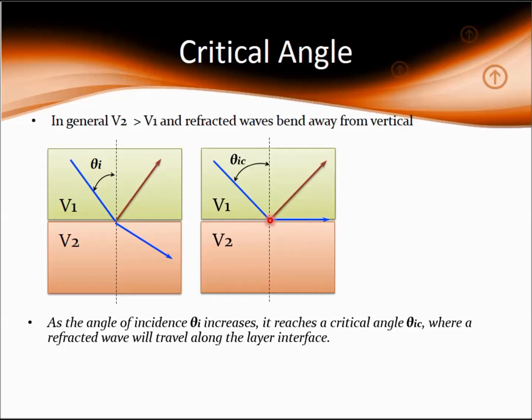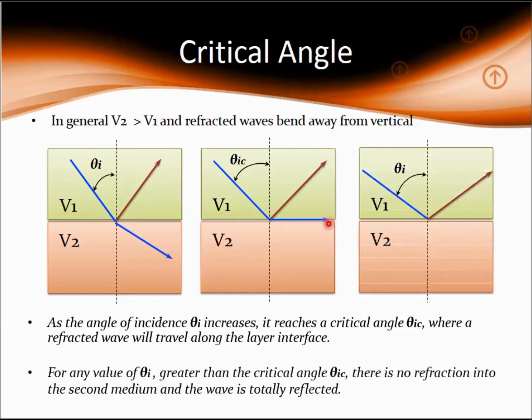But here it will only produce the head wave, with no transmitted or refracted wave passing through v2, only along the surface. So for any value greater than the critical angle, no refraction will appear underneath, and the wave will be totally reflected, just as has been shown here.